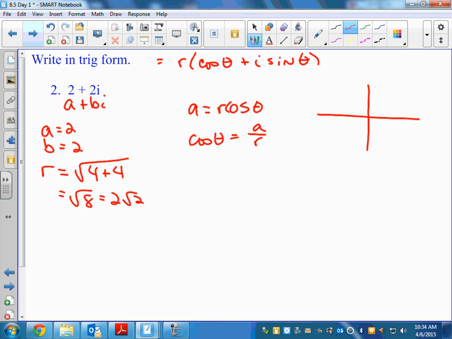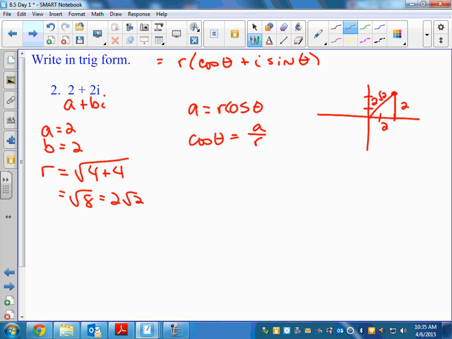Or you could always draw the picture like we've been doing this whole semester. If I'm at the point 2, 2, I'm in quadrant 1, and I have a triangle that's 2 by 2 by 2 square root of 2. Maybe you just know what angle I'm at. What angle would I be at in quadrant 1 if the x and the y are the same point? Do you know? Yeah, I think I should be at pi over 4 or 45 degrees.